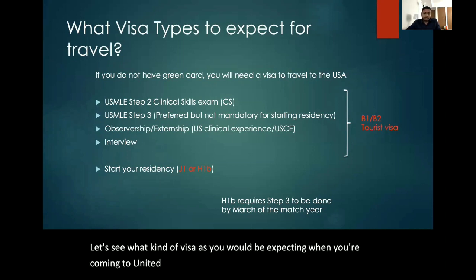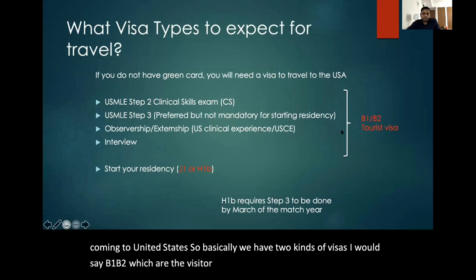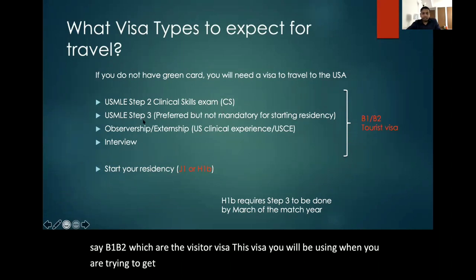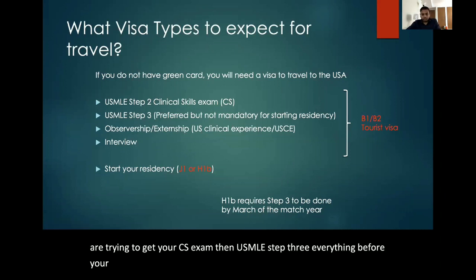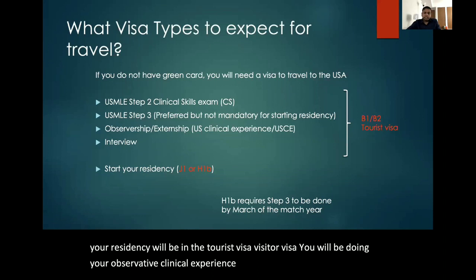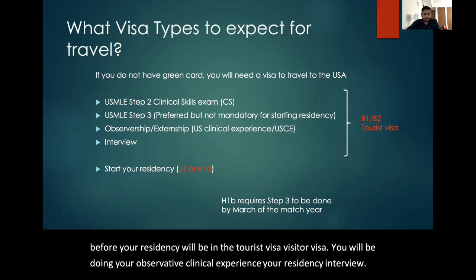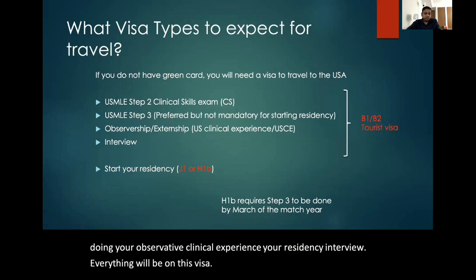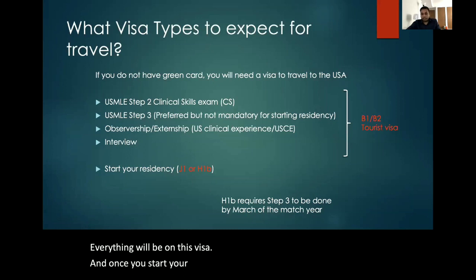So basically, we have 2 kinds of visas, I would say. B1, B2, which are the visitor visa. This visa you will be using when you are trying to get your CS exam done, USMLE step 3, everything before your residency will be on the tourist visa, like visitor visa. You will be doing your observership, clinical experience, your residency interview, everything will be on this visa. And once you start your residency, once you are matched, you will be processed for J1 and H1B visa.